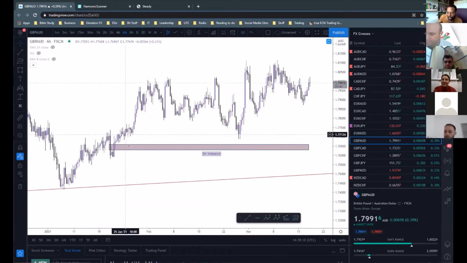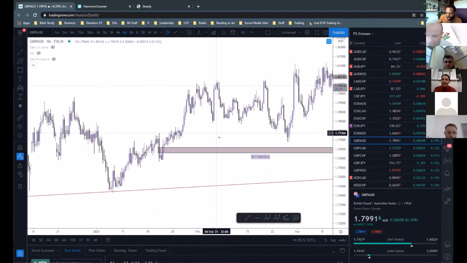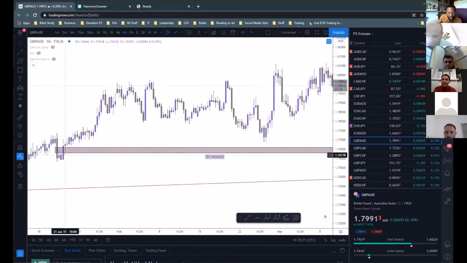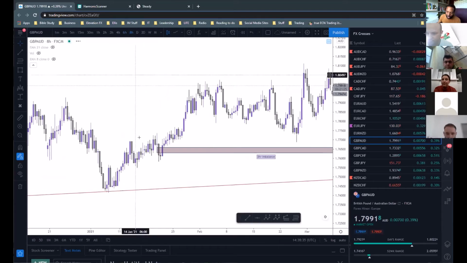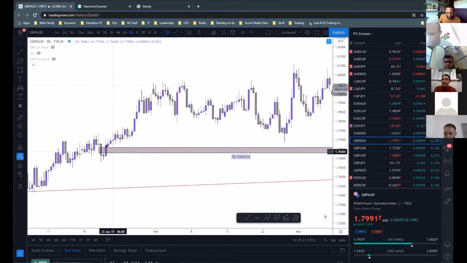Now you can see that on the lower time frame, on the 6 hour, it's not there. That's also cool. On the 6 hour time frame, that imbalance has been closed off. So again, no guarantees that it's going to go back here, but at least on the 8 hour time frame, there's a possibility that it can come back and dip into here.